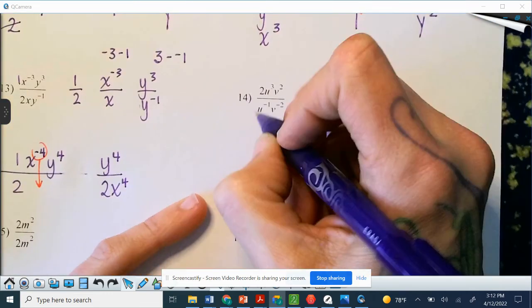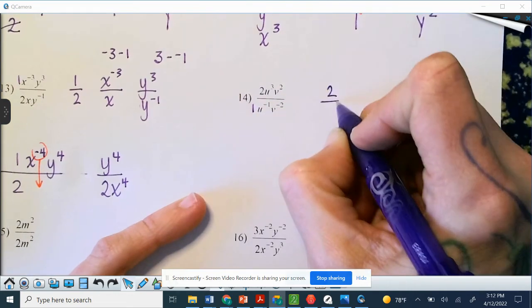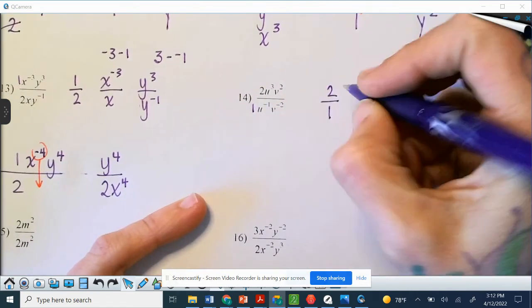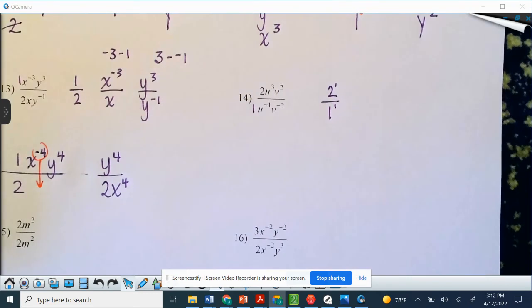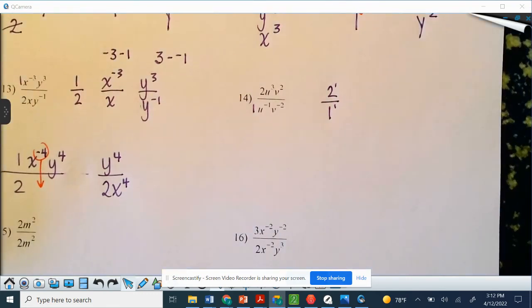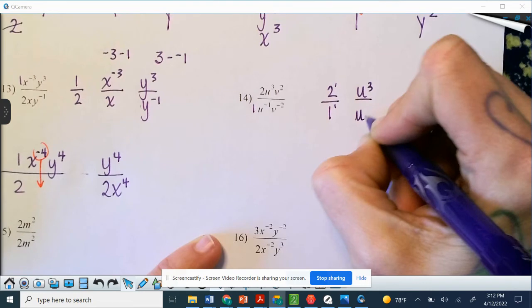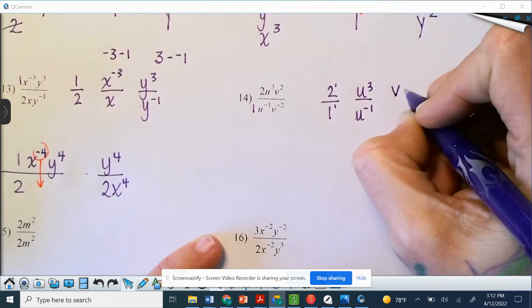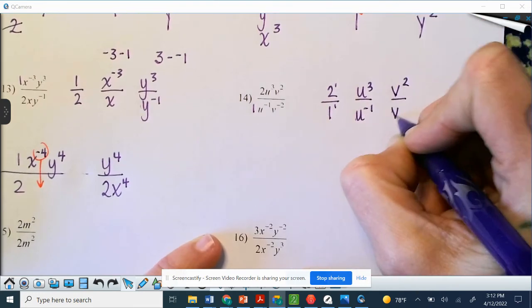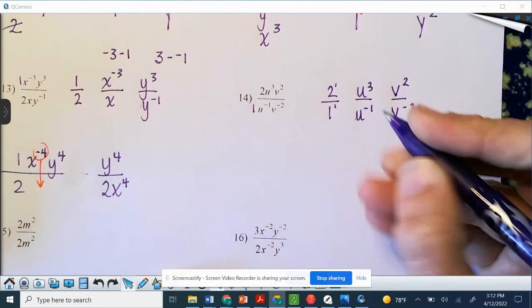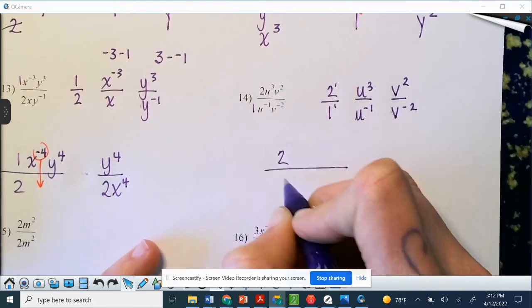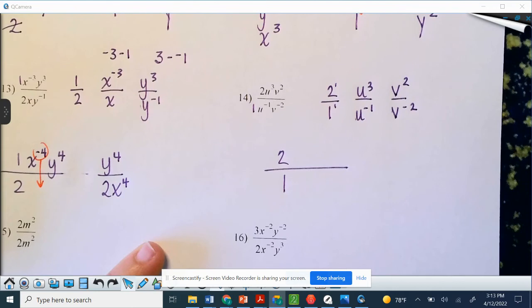Look at number 14. There's not a number here, but so we know we have 2/1 as far as our whole numbers. And ideally, again, you'll see the purpose for those. They are raised to an imaginary 1 exponent. You'll see that purpose more tomorrow with the 2 new rules. I have u to the 3rd, u to the -1, moving right along, v squared, v -2. 2/1 does not simplify. Doesn't get any better, any cleaner, any nicer.